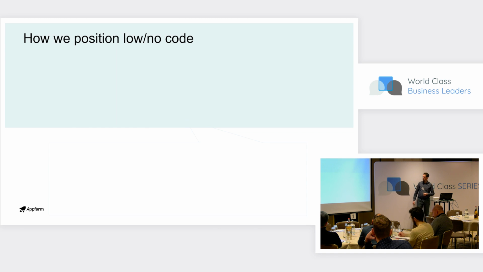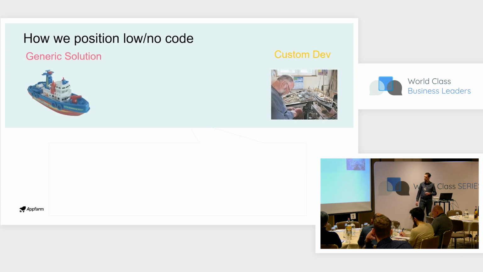So the first question I want to explain is how we position low and no code. It's a little bit the same as what Øyvind presented earlier, but we did it in another way, by explaining and comparing that with boats and toys.